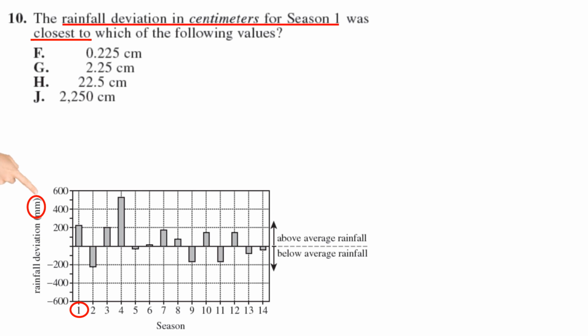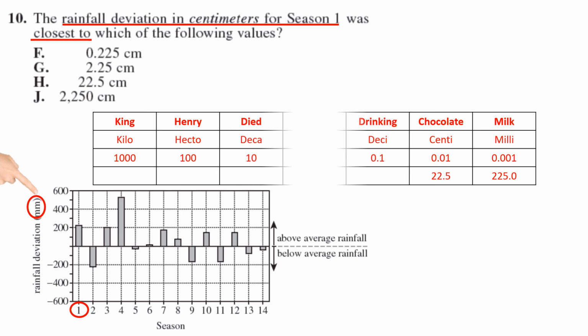So it's a great acronym you can remember for this knowledge question. King Henry died drinking chocolate milk. So if your base is in the middle, if you're going this direction to the left, you're going to add a 0, right? Kilo, hecto, deca. If you're going to the right, you add a decimal point, 0.1, 0.01, 0.001, thousandths, hundredths, tenths place.